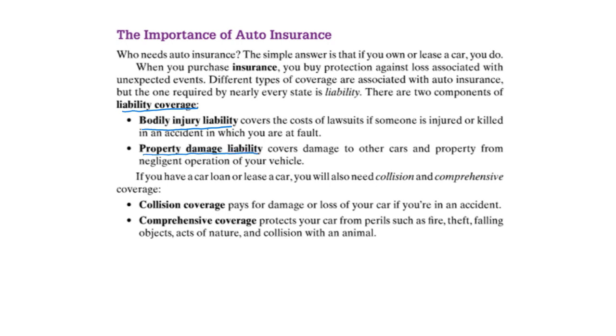Property damage liability covers damage to other cars and property from a negligent operation of your vehicle. So this is why we have liability coverage. Now, if you do have a car loan or a lease agreement, you have to get collision and comprehensive coverage. Collision coverage pays for the damage or loss of your car if you're in an accident. And comprehensive coverage protects your car from perils such as fire, theft, falling objects, hailstorms, and collision with an animal.